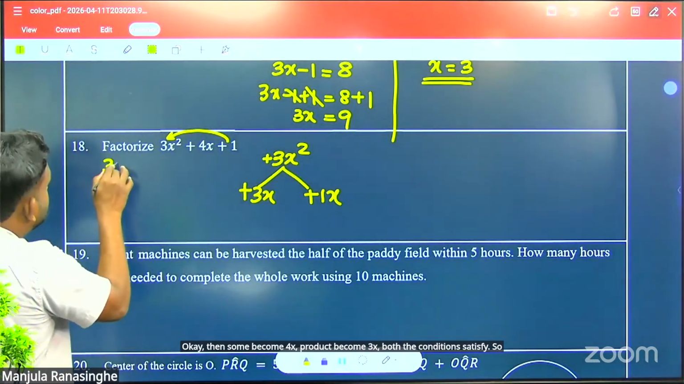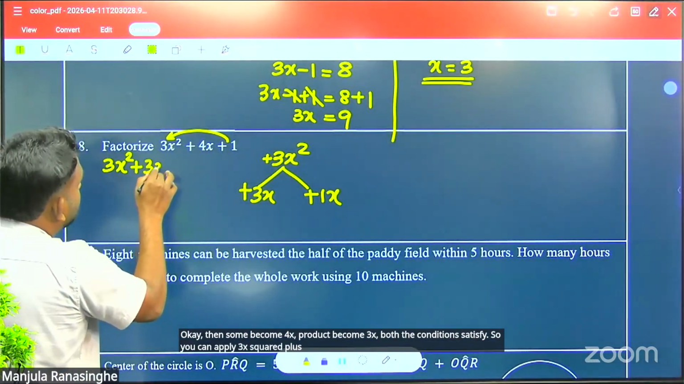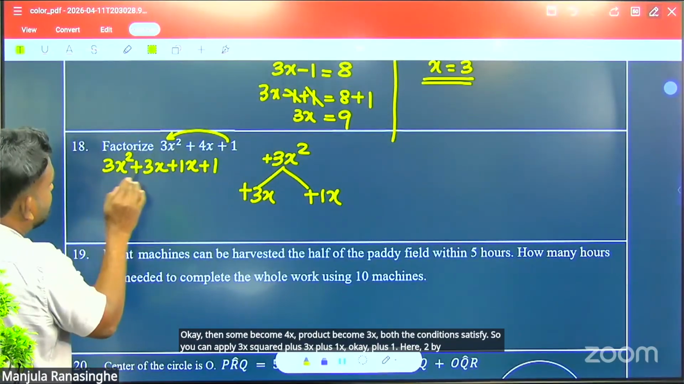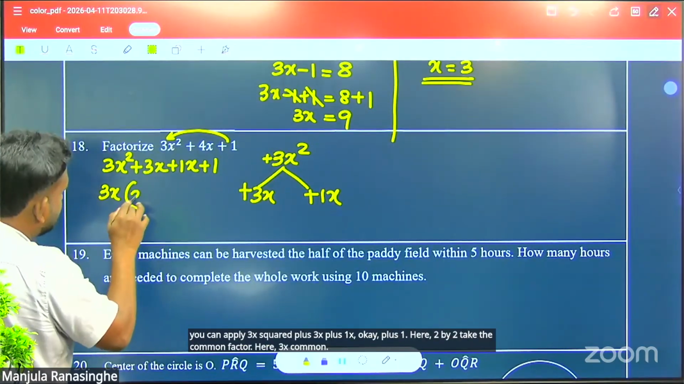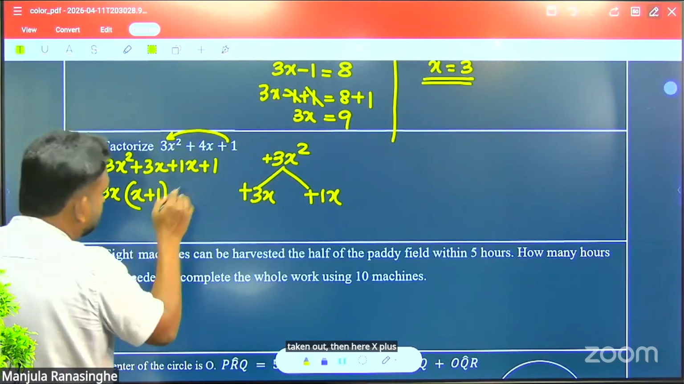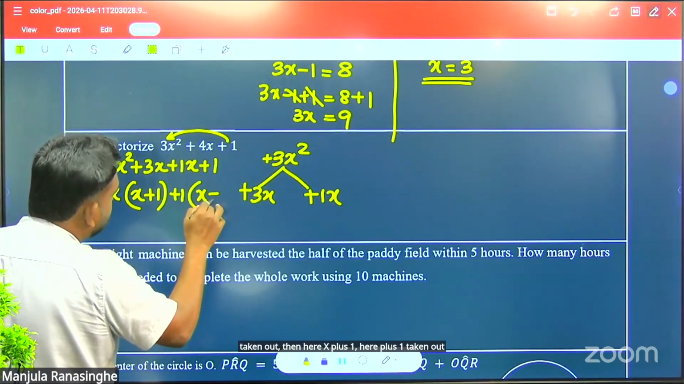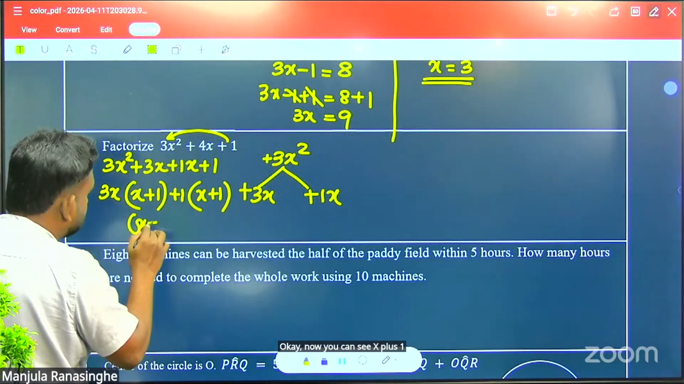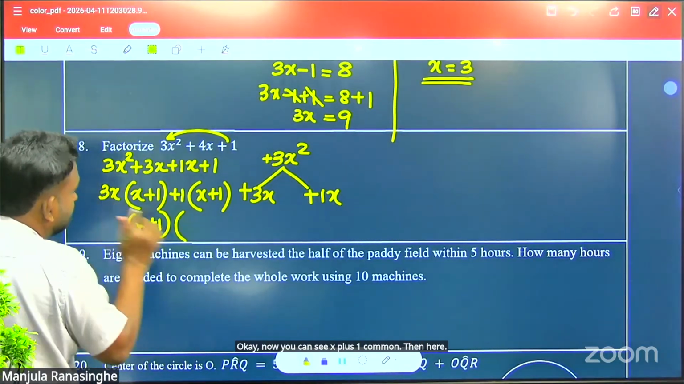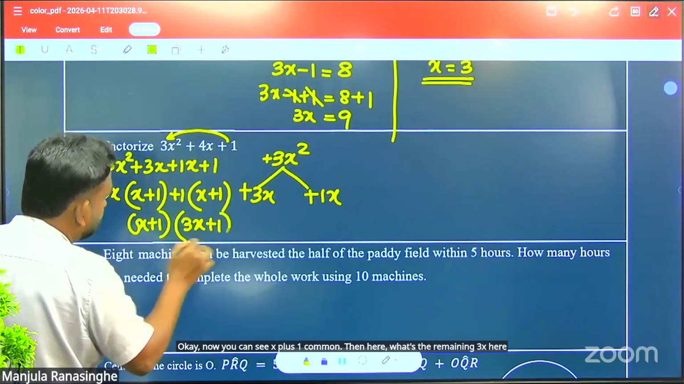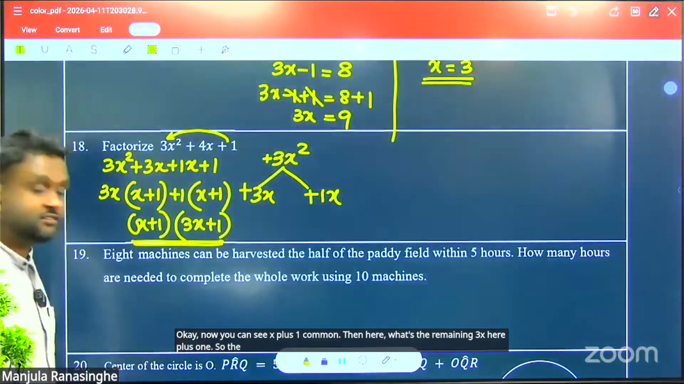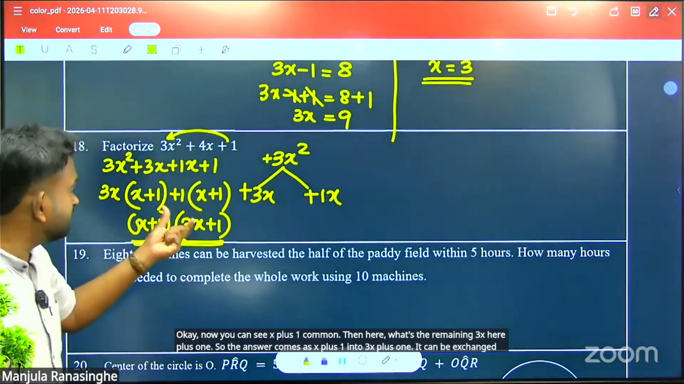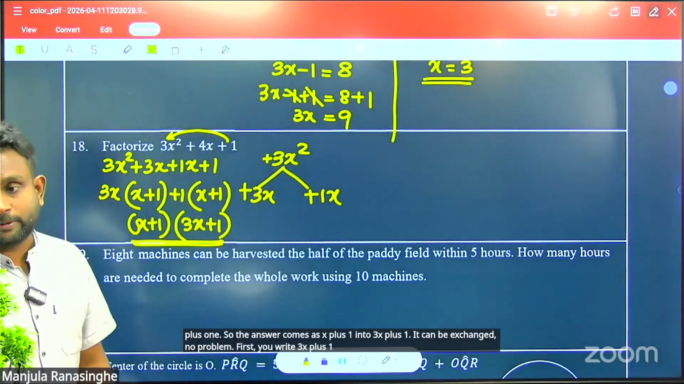So you can write 3x squared plus 3x plus 1x plus 1. Here, two by two, take the common factor. Here 3x is taken out, leaving x plus 1, and here 1 is taken out, leaving x plus 1. Now you can see x plus 1 is common. Then what remains is 3x plus 1. So the answer comes as (x plus 1) into (3x plus 1). It can be exchanged, no problem. You can write 3x plus 1 first and then x plus 1.